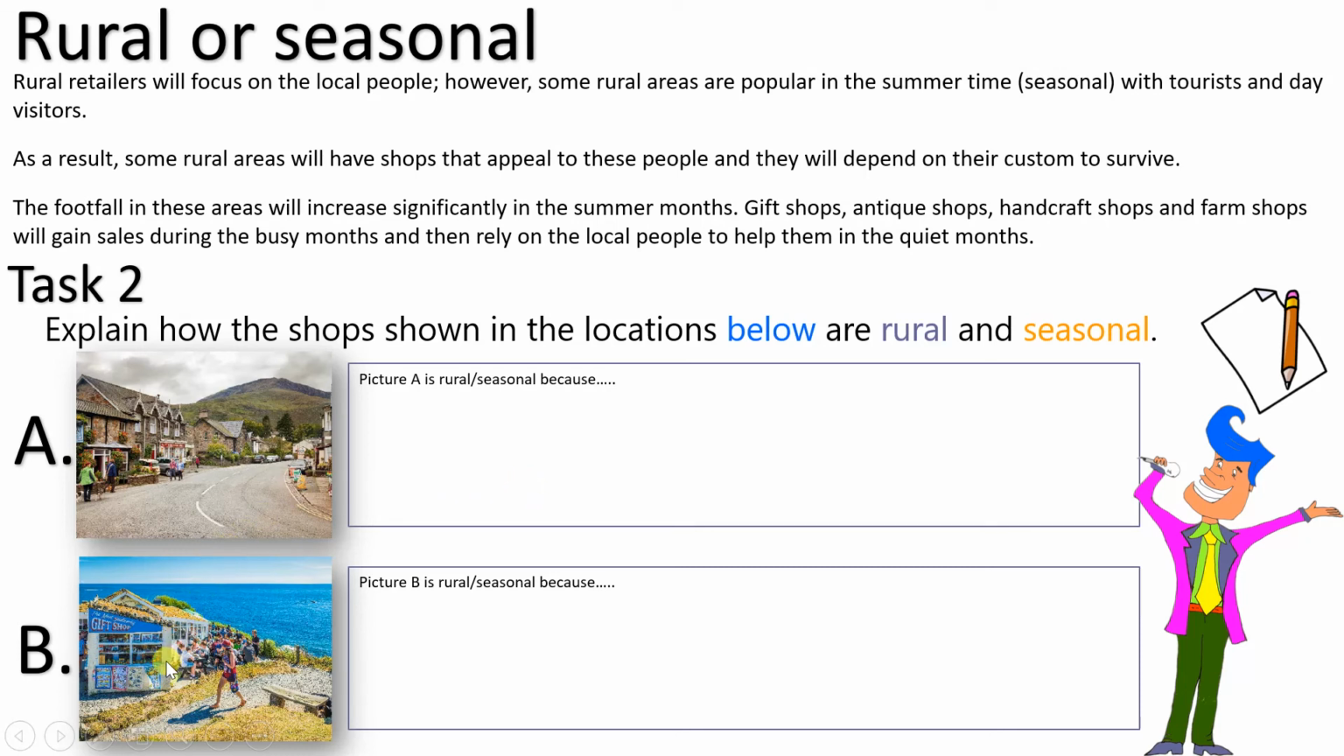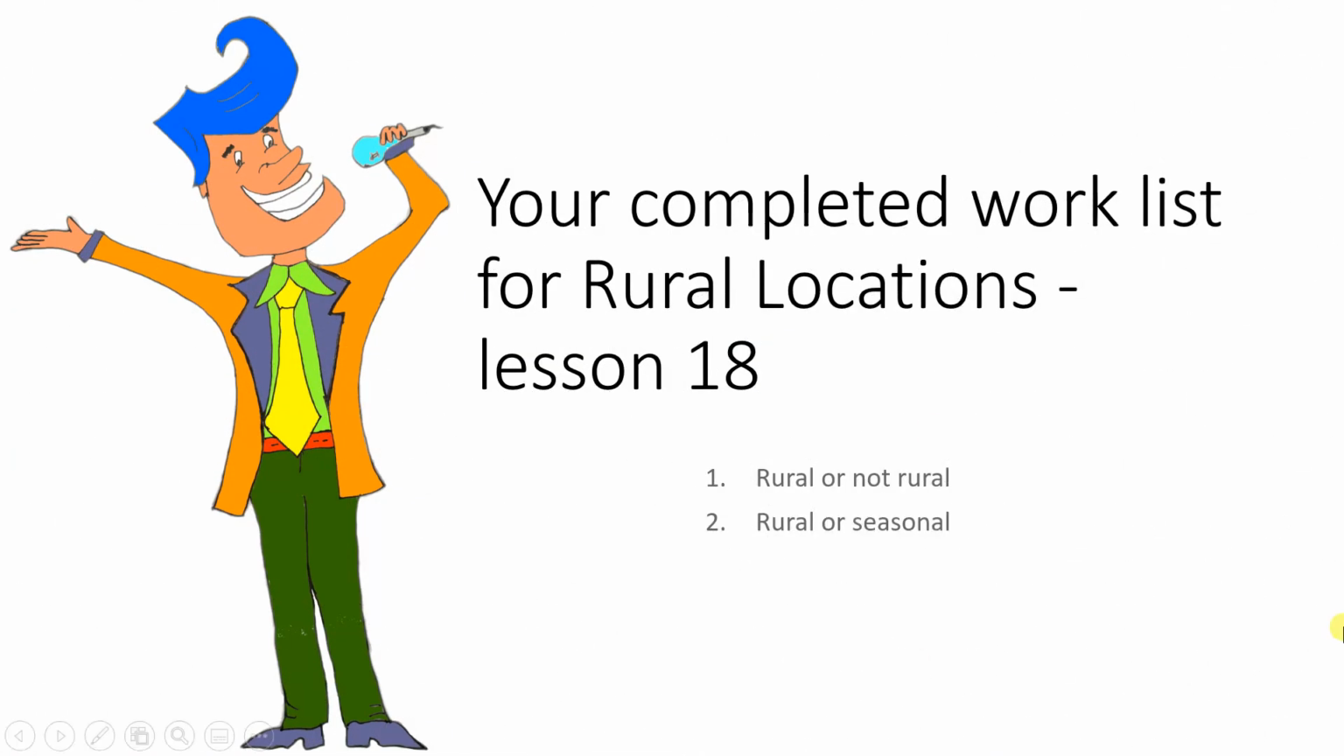Picture B. Literally, as before, describe what you see again and think of it geographically. Describe perhaps the location of that gift shop that you can see, and then work out whether it is rural or seasonal on that one. And again, as an explain, you need to describe what you see and say why you've come to that decision. Well done, you've completed your work list of 2 tasks for Rural Locations Lesson 18.